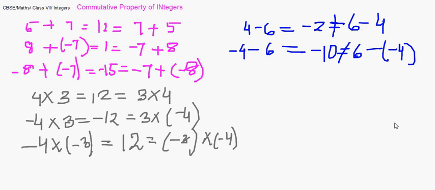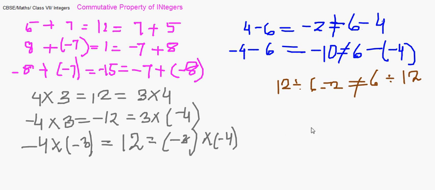We now move on to the division part. Let's see. If I divide, suppose, 12 by 6, I'll get 2. But I'll not get the same answer if I divide 6 by 12. This answer will be 1 by 2. I'll write it a little neatly. This will be 12.